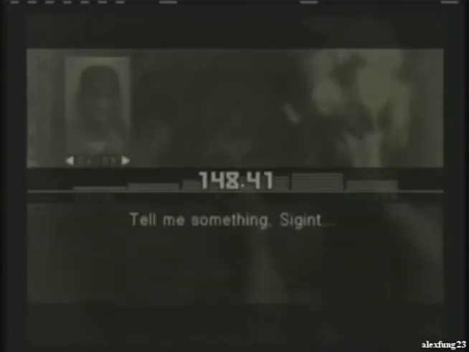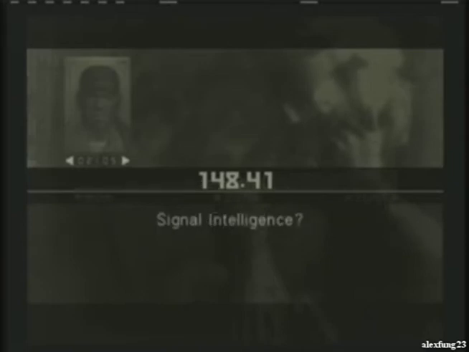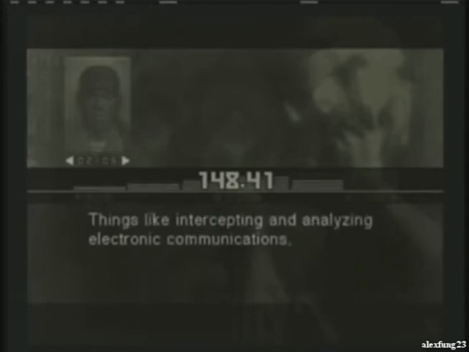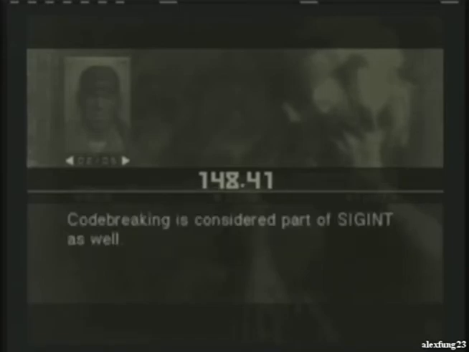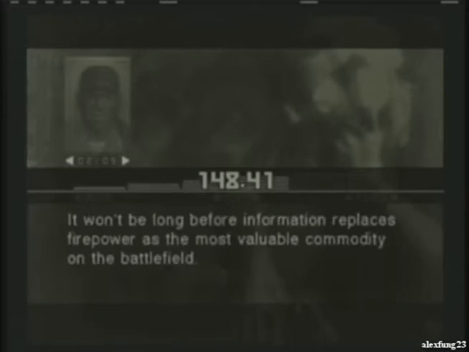Tell me something, SIGINT. What's that? What does SIGINT mean, anyway? It's short for Signal Intelligence. Signal intelligence? The part of intelligence that deals with electronic information. Things like intercepting and analyzing electronic communications, determining enemy force strength and positioning from radar emissions and radio chatter. You get the idea. Code breaking is considered part of SIGINT as well. 40 years from now, we'll be in the age of electronic warfare. It won't be long before information replaces firepower as the most valuable commodity on the battlefield.